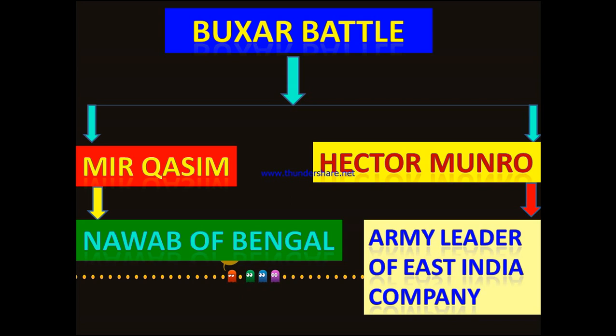So the battle happened in 1764 between the Mir Qasim group and the British East India Company. In this battle, the British East India Company won, and they occupied the entire Bengal province, and they started direct administration in the Bengal province. This was the first incident. This was the major incident in Indian history. From this incident onwards, the British East India Company started direct administration in the Indian territories. And after that, they continued their occupation of Indian territories.